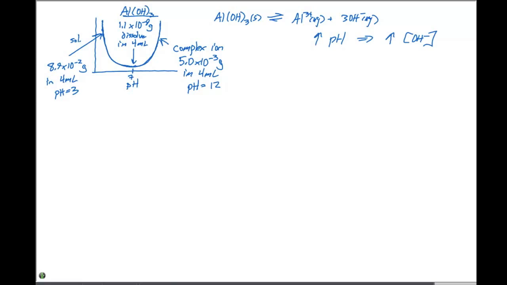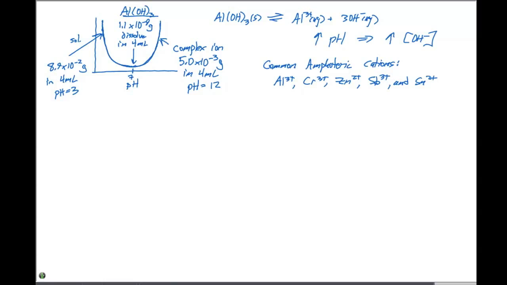In terms of looking for these amphoteric effects, the common amphoteric cations are the following: aluminum 3+, chromium 3+, zinc 2+, antimony 3+, and tin 2+. These are our common amphoteric cations that we see in solution, which are going to exhibit a solubility curve that looks like this.